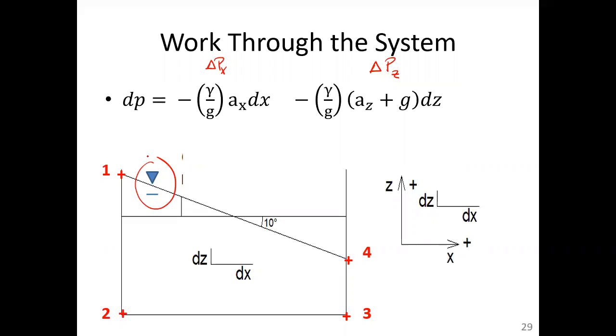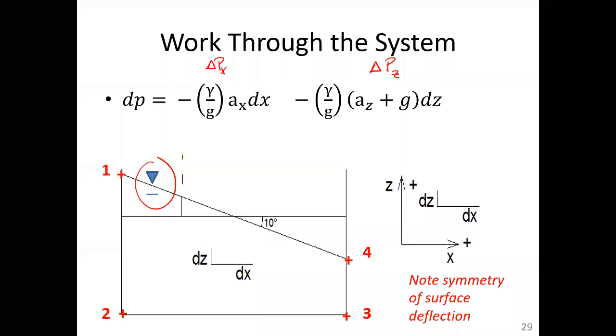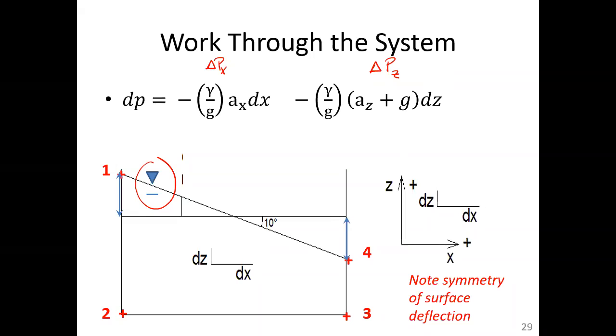We have a free surface. So we had this container, we accelerated. What can you tell me about P1? It's atmospheric, right? 0. How about P3? 0. So we're going to use that to our advantage. And again, note the symmetry. It goes up on the left-hand side the same amount that it goes down on the right-hand side.